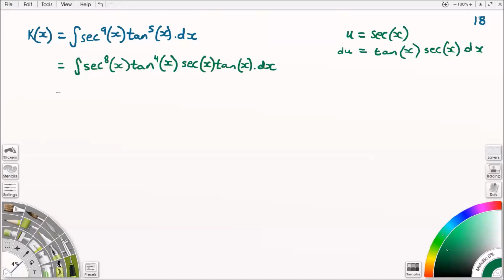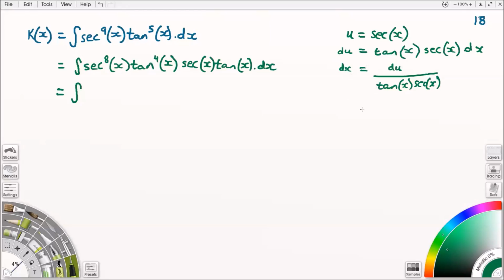Now this here can be rewritten. Since we only want secant of x and as little tan of x as possible, we can use our u substitution. Let's finish this here: du over tan x secant x. That's just our normal procedure. We rearrange it so that we can substitute du in for dx.